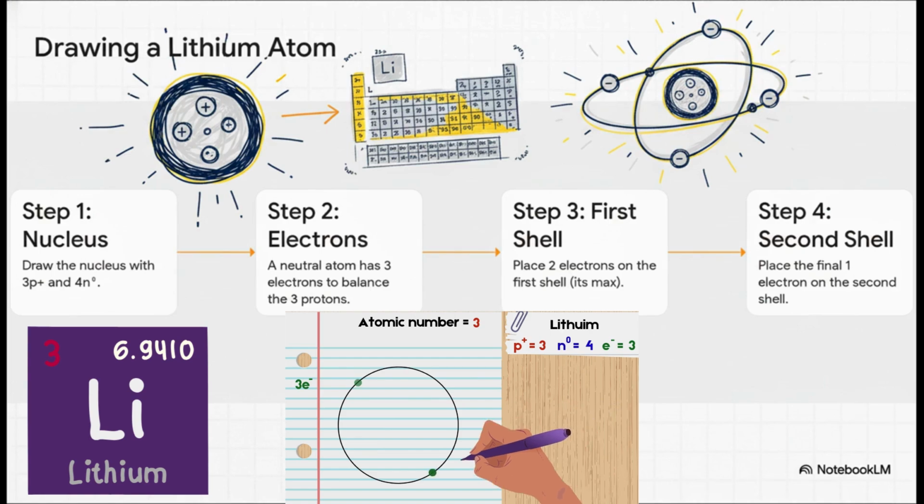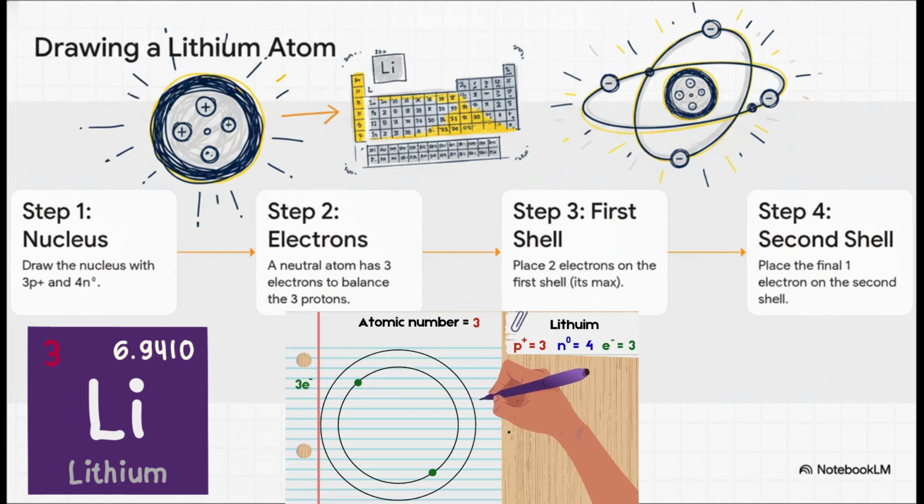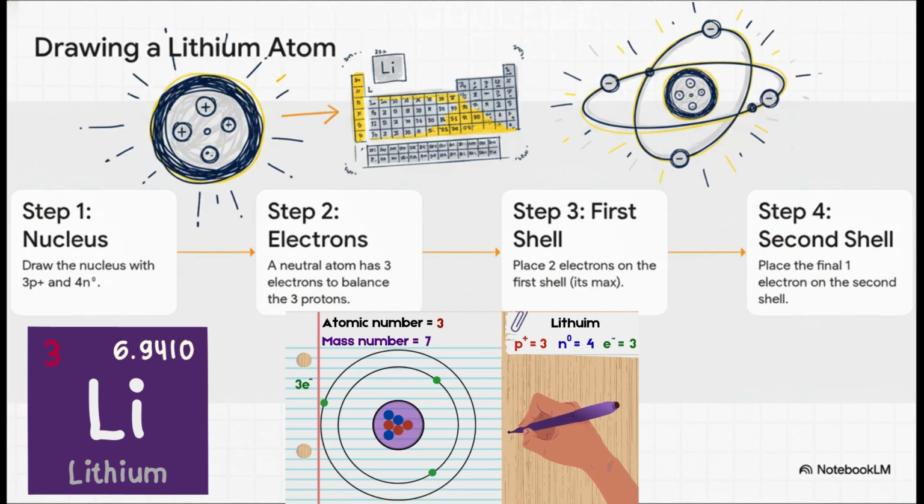Step 3, draw the first shell or circle around the nucleus. Now this first shell is tiny. It can only hold a maximum of 2 electrons, so put 2 little dots on it. Step 4, we still have 1 electron left over, right? So we have to draw a second shell and we place that final electron on it. And there you go. That's a simple model of a neutral lithium atom.